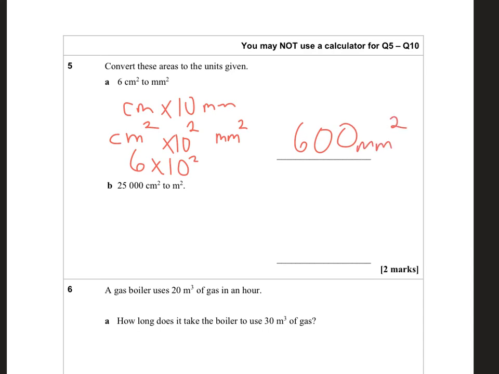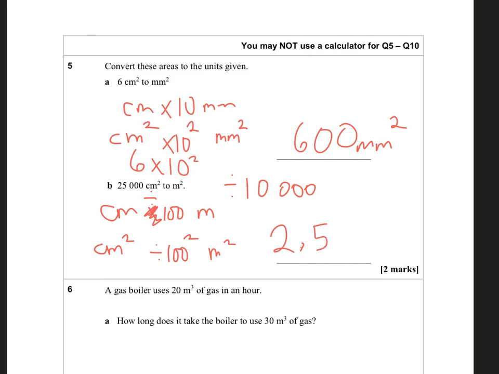Okay, centimetres squared to metres squared. Well, centimetres to metres is times by 100. No. Some of you might have made that mistake. Divide by 100 because you expect the metres number to be smaller. So centimetres squared to metres squared, divide by 100 squared. Divide by 10,000. 25,000 divided by 10,000, 2.5 metres squared.